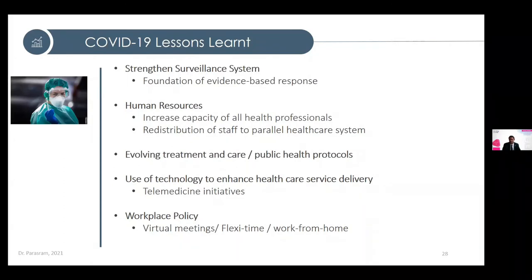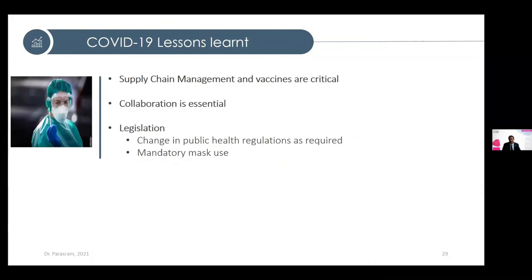The supply chain management and vaccines are critical, and we need to always keep an eye on our personal protective equipment. These things have been in short supply across the world, especially in the early part of the pandemic, and we really need to keep a very close eye on it to ensure that we have good supplies for our country. And we have so far managed to keep the personal protective equipment and other critical drugs and non-pharmaceutical items in good stock in Trinidad and Tobago.